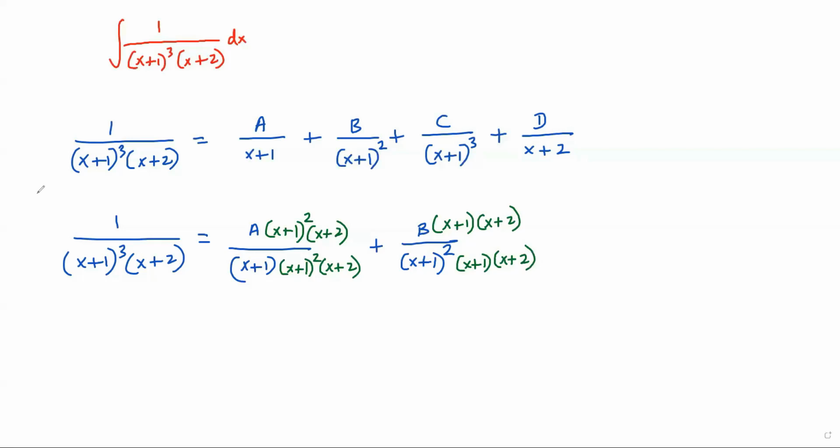Okay, the third fraction. Here in the third fraction, I need to multiply both numerator and denominator by just (x + 2). So in the fourth one, we already have (x + 2). So I need to multiply both numerator and denominator by (x + 1) to the third power.